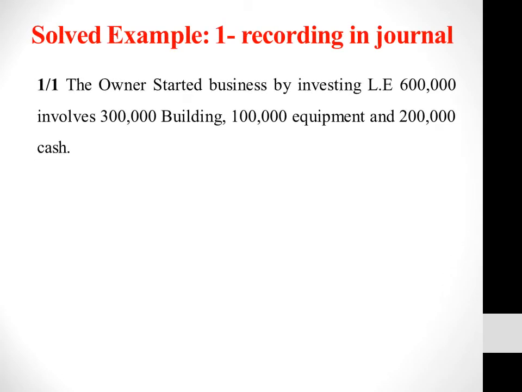The first transaction states that the owner started his business by investing 600,000, involves 300,000 building, 100,000 equipment, and 200,000 cash. Of course, building, equipment, and cash are all assets, and all these represent the capital of the business. So the journal entry will be as follows.